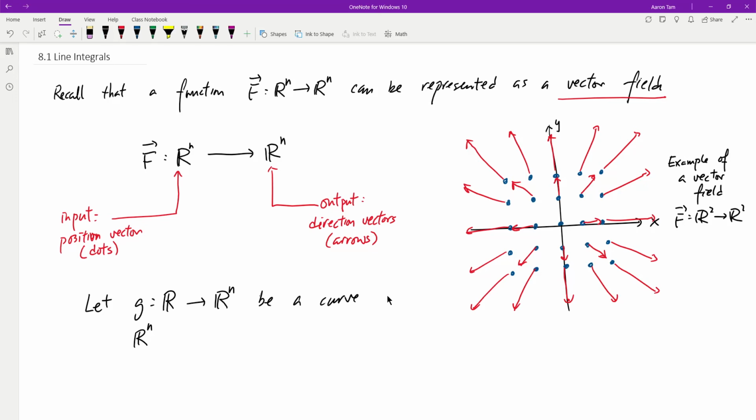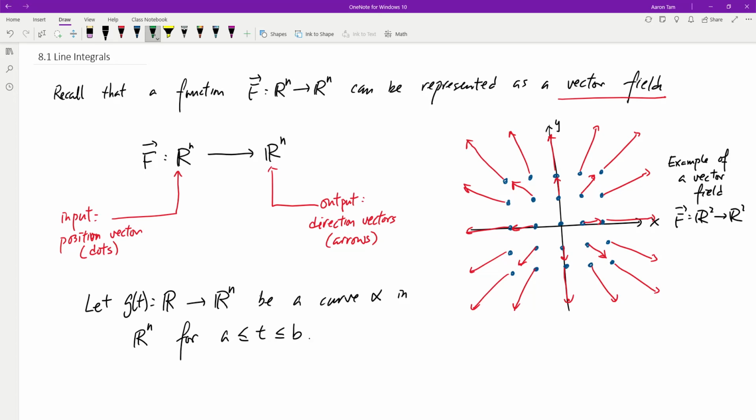And actually, I'm going to give this curve a name. I'm going to call this curve alpha. So let g of t, maybe I'll write that so that we can define the domain, the independent variable. So let g of t be a function mapping from R to Rn. Let it be the curve alpha in Rn for, let's say, t from A to B.